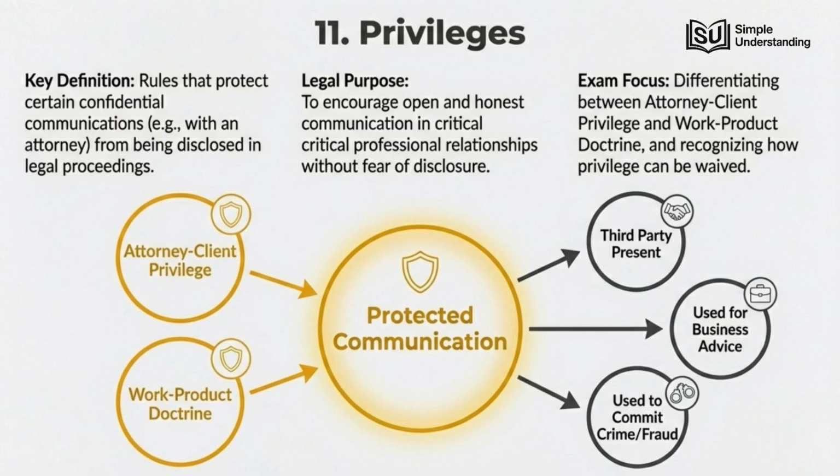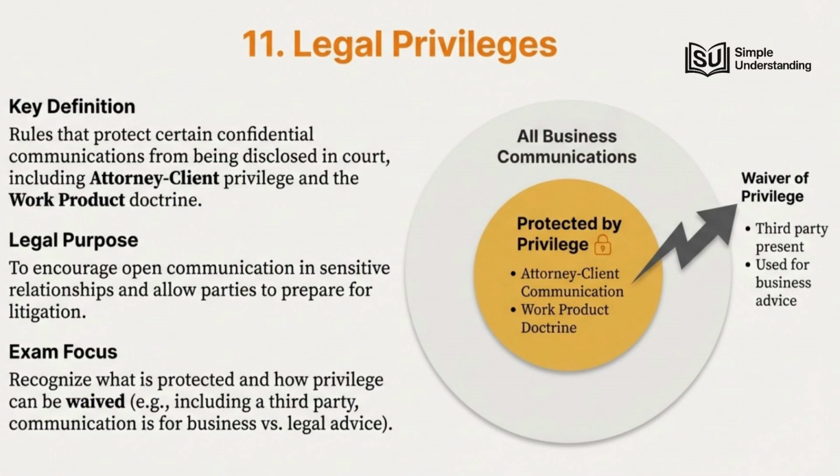11. Privileges. Attorney-client and work product. Legal privilege protects certain communications from disclosure in court. The most important for fraud examiners are attorney-client privilege and work product doctrine. Attorney-client privilege protects confidential communications between a lawyer and client made for the purpose of legal advice. Work product protects materials prepared in anticipation of litigation.